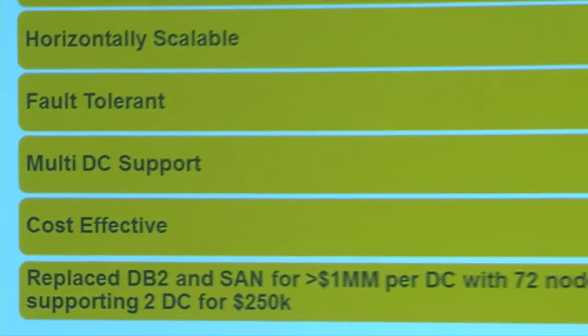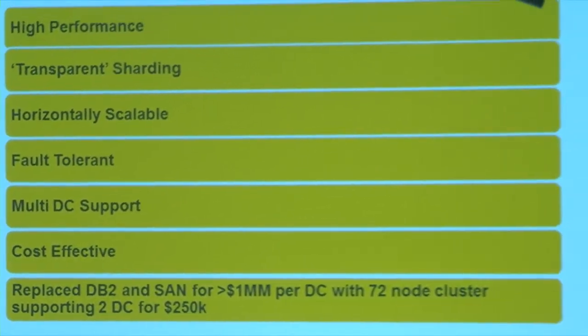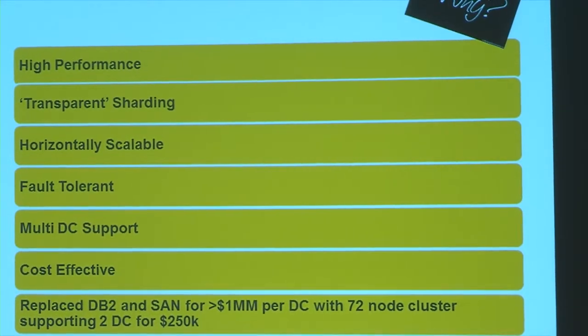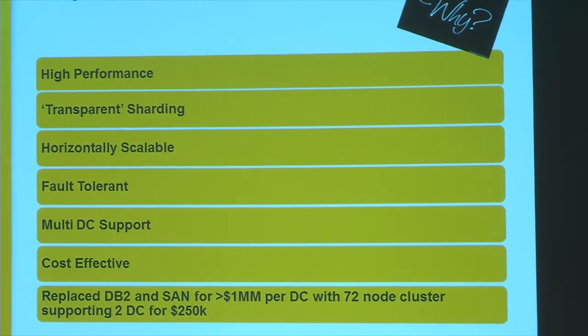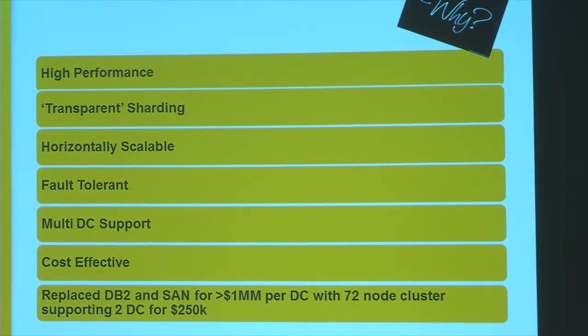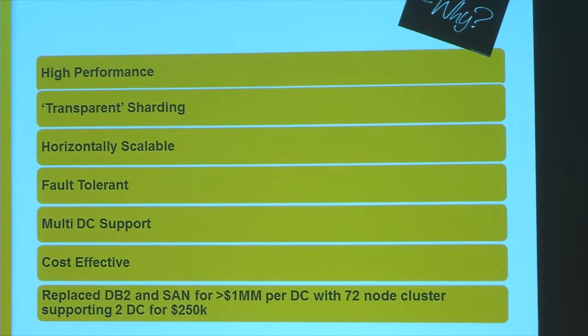All right. And so what we did is we replaced the DB2 database that hosted the content. This was our first project. You can imagine, this was a DB2 database. The database server alone was like 200 grand. It was attached to a SAN for $1 million in one data center. And we replaced it with a Cassandra cluster that cost us $250,000 that had 10 times the performance and supported 2 data centers. It was a huge win for us, right?